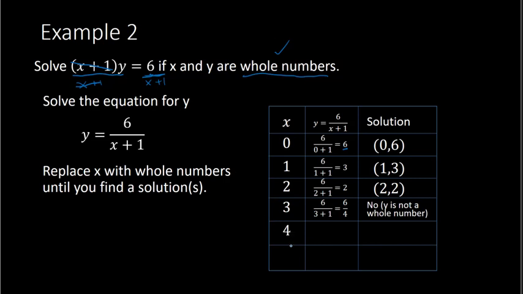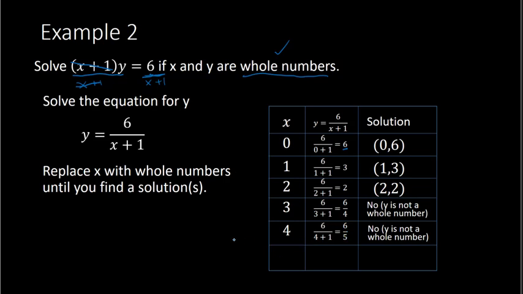We can plug a 4 in, so now we have 6 over 4 plus 1, which is 6 over 5. So again, y is not a whole number with 6 over 5. So 6 over 5 is not a solution in this particular case because it's not a whole number.